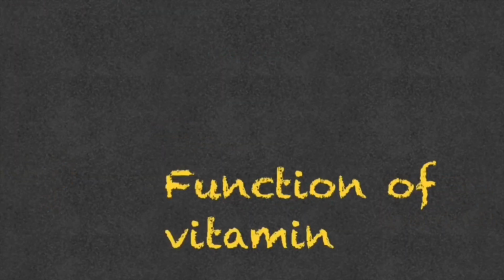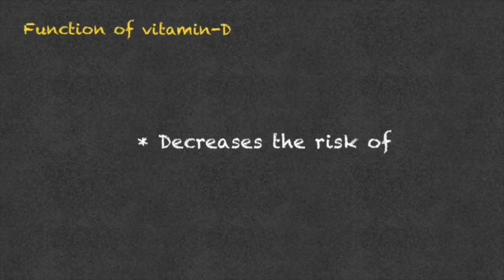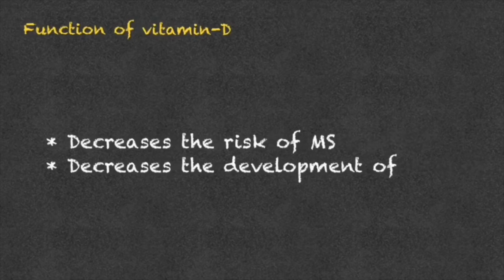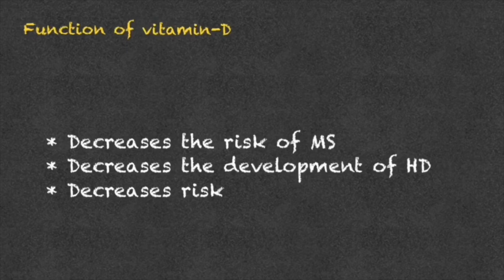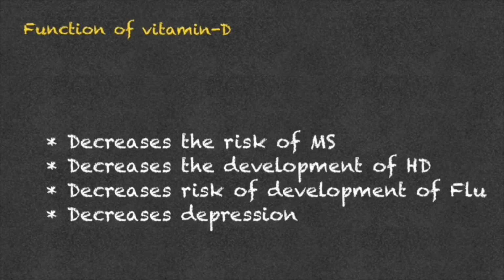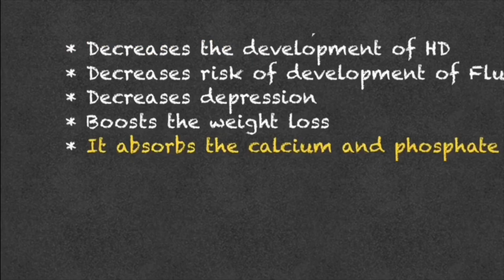Function of vitamin D: it decreases the risk of multiple sclerosis, which is an autoimmune disease. It decreases the development of heart disease. It also decreases the risk of development of the flu, decreases depression, and boosts weight loss by suppressing the appetite. The important function is that it absorbs calcium and phosphate.